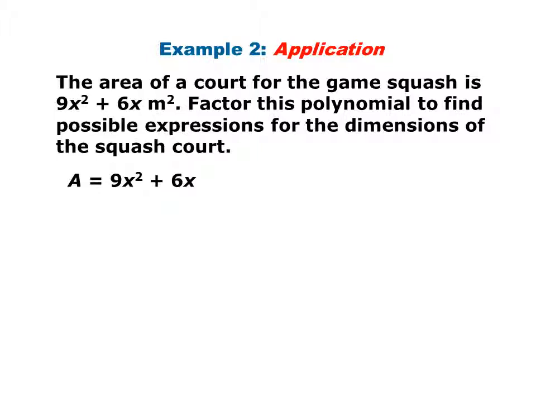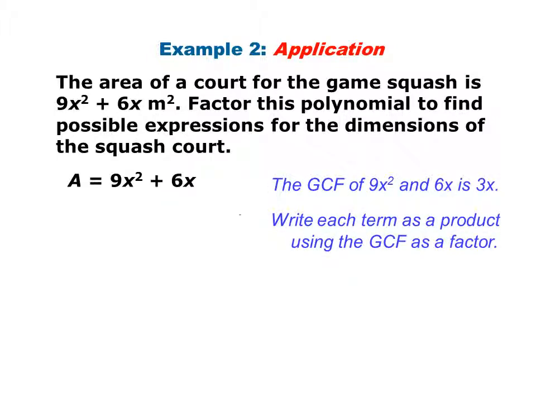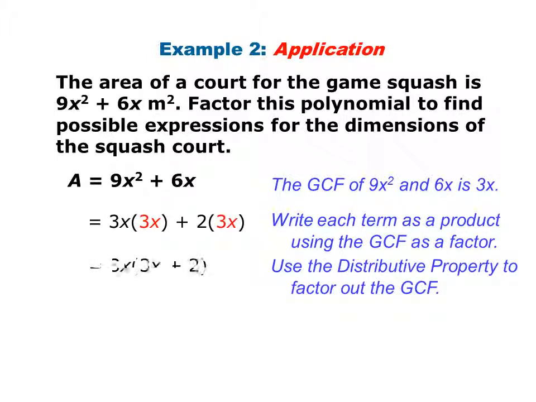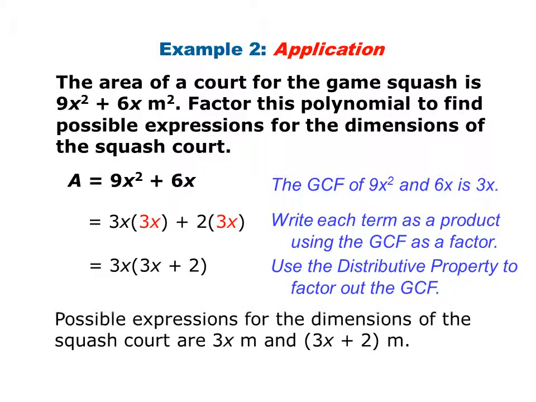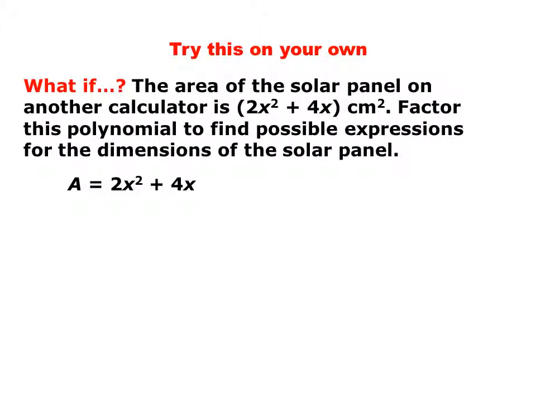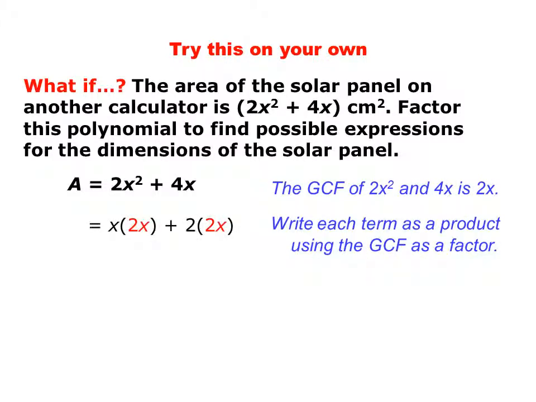So what can we factor out of this? Of course, it's going to be 3x. I hope you guessed that. 3x is factored out, and then when we're done, it's going to be 3x times the quantity 3x plus 2. So one side is 3x, the other one is 3x plus 2. And then, of course, you can check by multiplying. Now, here's another one. The area of a solar panel, 2x squared plus 4x. What do you factor out? Again, 2x. Very good. You got it. It's becoming simpler now, right?